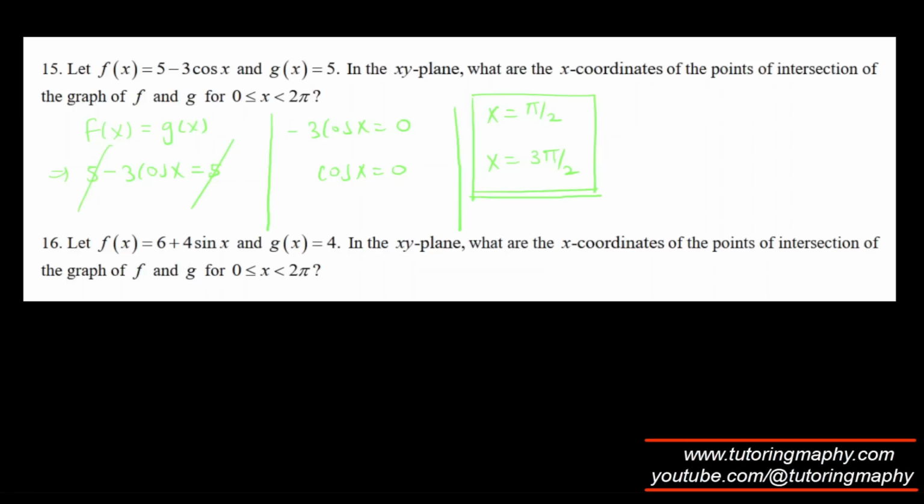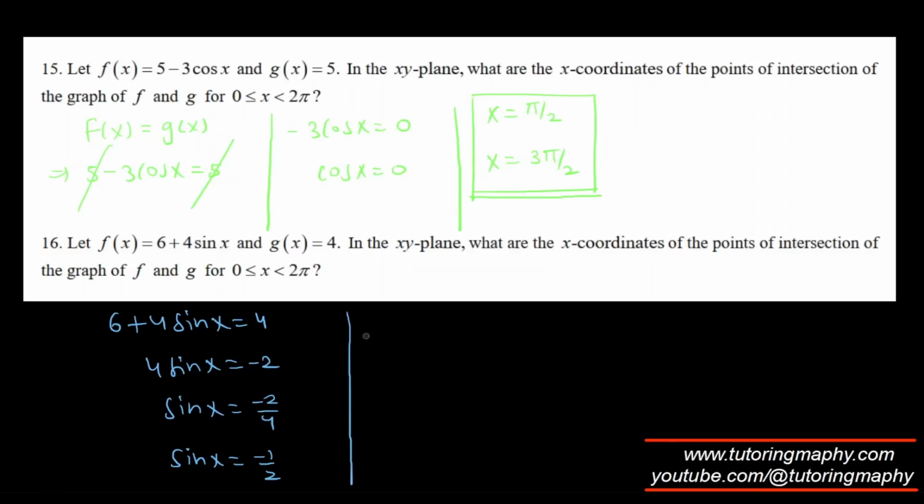Right. Likewise over here, we have to equate both. So we have 6 plus 4 sine x is equal to 4, which means that 4 sine x is equal to -2, which means that sine x, dividing both sides by 4, is -2 over 4. So this means that sine x is -1 over 2.